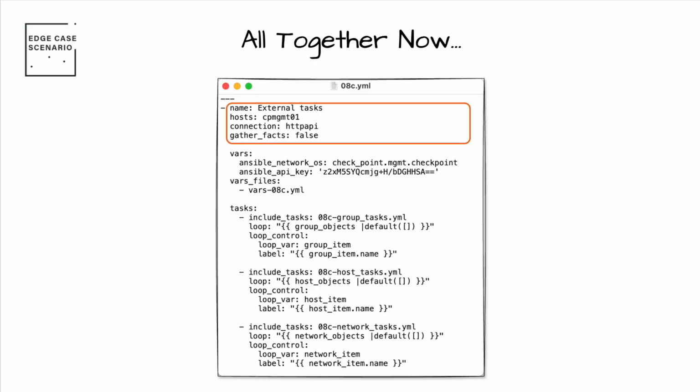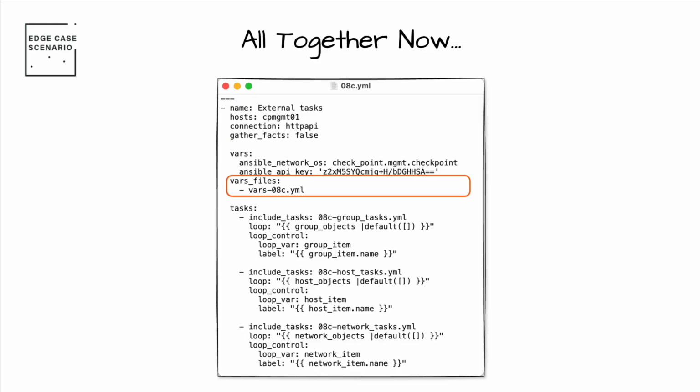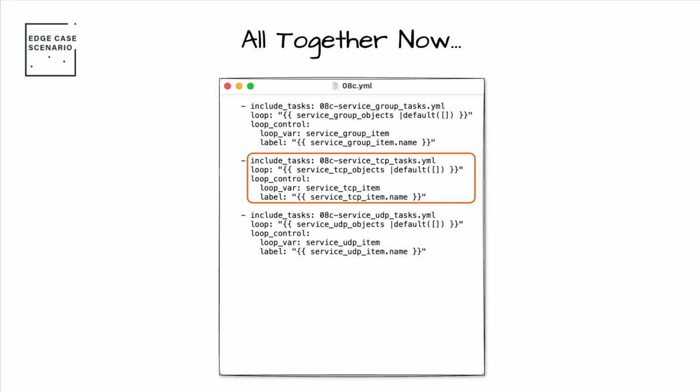The header section is the same as before, and the variable section will include the new version of our variables file. The main playbook is rather simple and rather boring, which is what we want. Nothing overly complex or confusing. First, I'll include group object task lists in a loop because we have a list of groups. The second task includes the host object task list, also in a loop. The third task includes the network object task list, also in a loop. The next two tasks are the service TCP and the service UDP tasks. Both of them are in a loop.